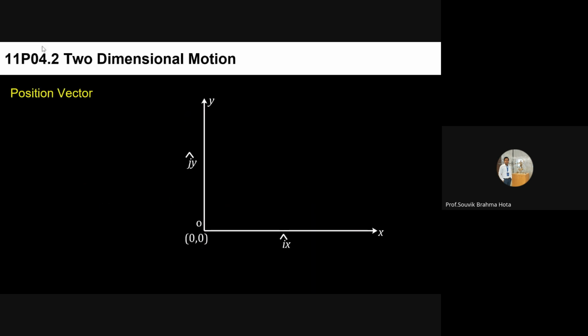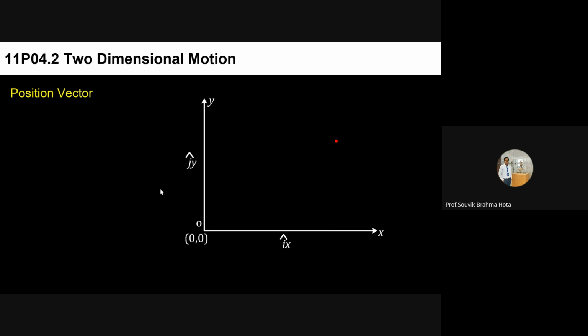First, look at this coordinate system. We already know the x-axis is denoted by i, the unit vector along x, and for y it is j. Now we are considering 2D, two-dimensional. Don't consider 3D over here, only 2D.